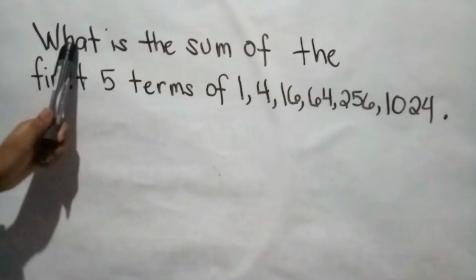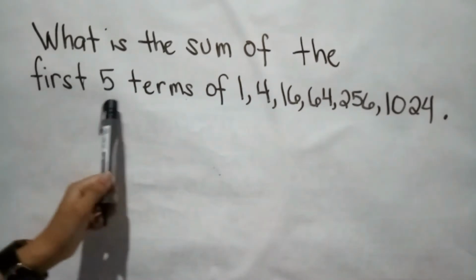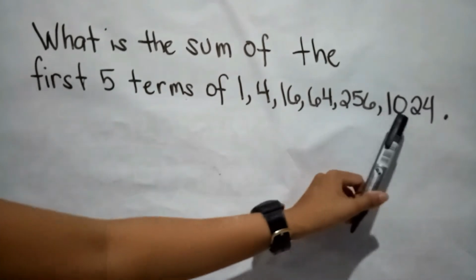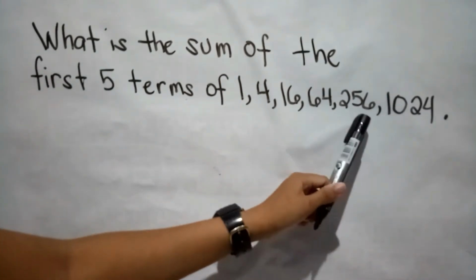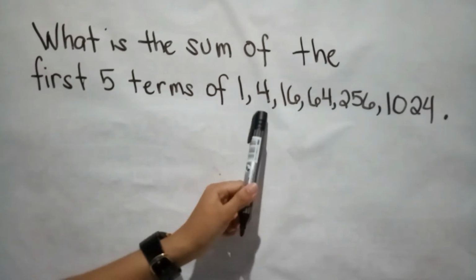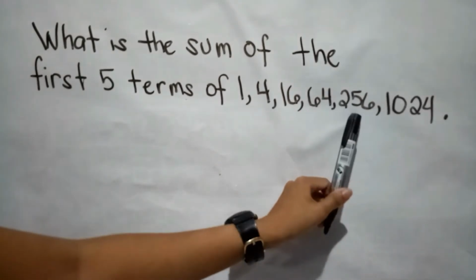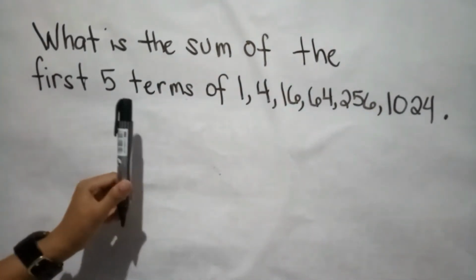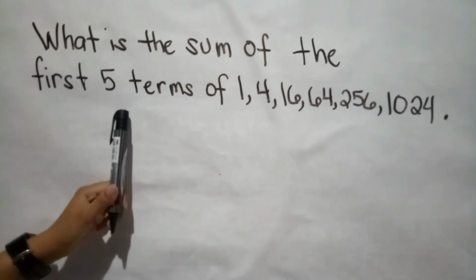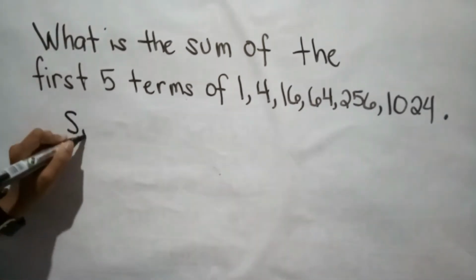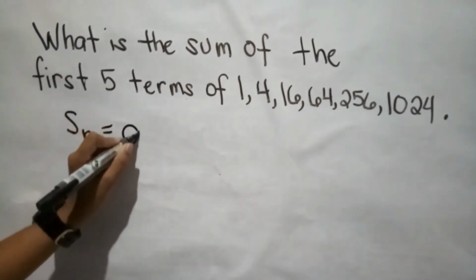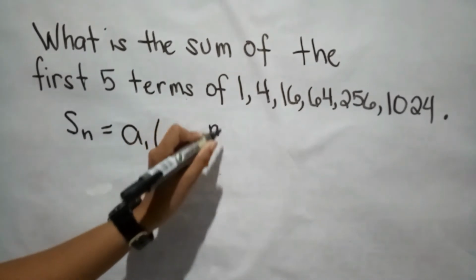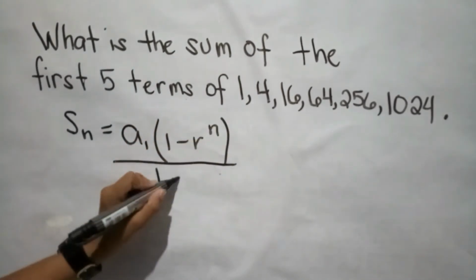Example number 2. What is the sum of the first 5 terms of 1, 4, 16, 64, 256, and 1024? So you can also do it manually. 1 plus 4 plus 16 plus 64 plus 256. And that is the sum of the first 5 terms. But now, I will be using the formula, which is s sub n is equal to a sub 1 times 1 minus r raised to n over 1 minus r.